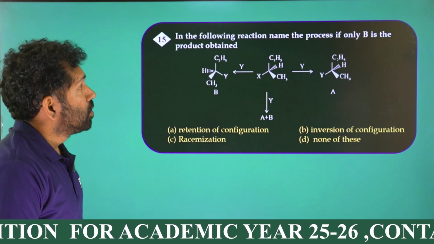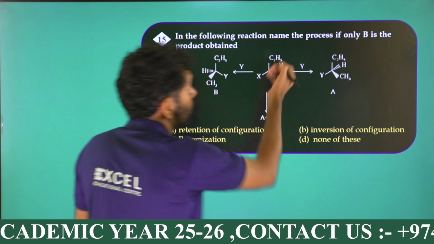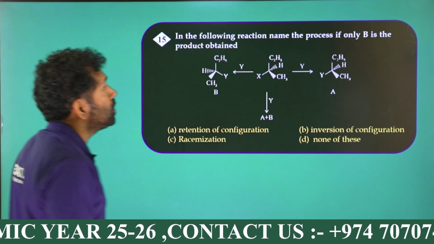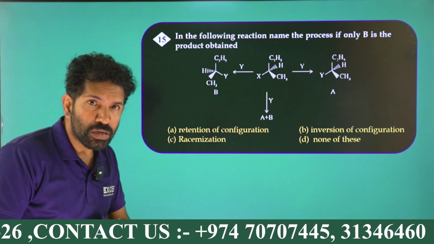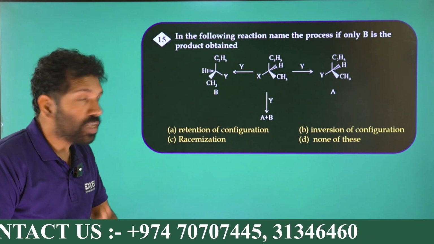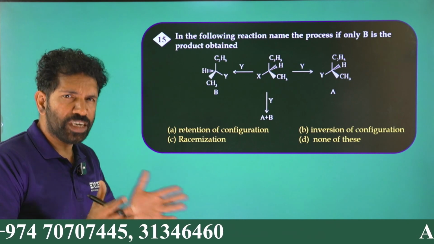In the following reaction, name the process if only B is the product obtained. This is a reader solved topic inside the reader. They can ask questions from that. Remember, just go through it. I'll tell you what this is.